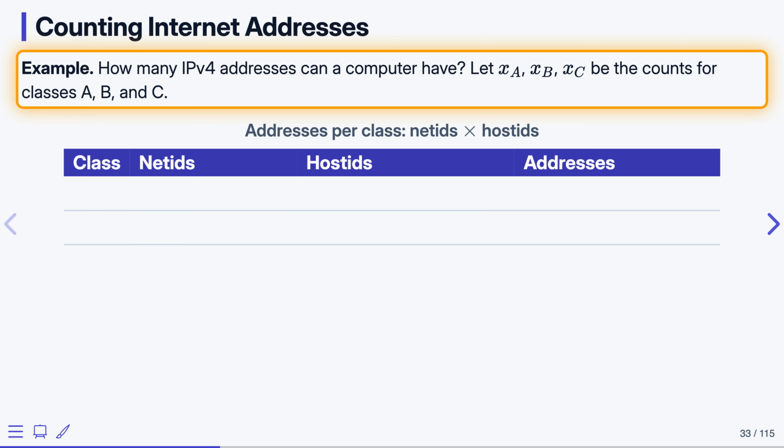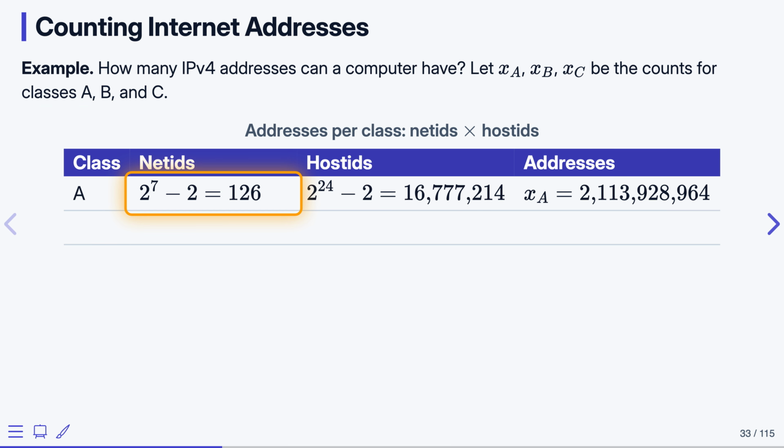Now we count. Take one class at a time. Inside a class, we pick a netid and then a hostid. 2 steps in a row, so we multiply. Row 1, Class A, the netid has 7 bits, so 2 to the 7, minus the 2 that are reserved. That is 126 netids. The hostid has 24 bits, minus the 2 reserved ones. That is 16,777,214. Multiply them, and X sub A is about 2.1 billion.